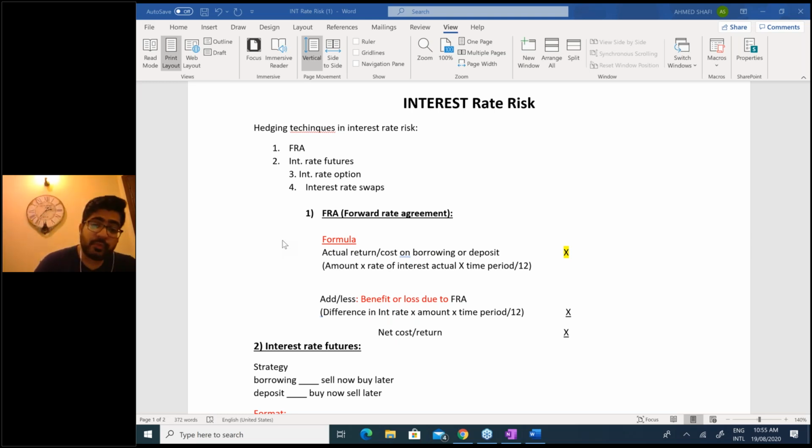But let's suppose you got a borrowing case. So what did you write above? Cost on borrowing. And then you judge you got a benefit. So what happens is benefit reduces cost. So deduct the benefit.